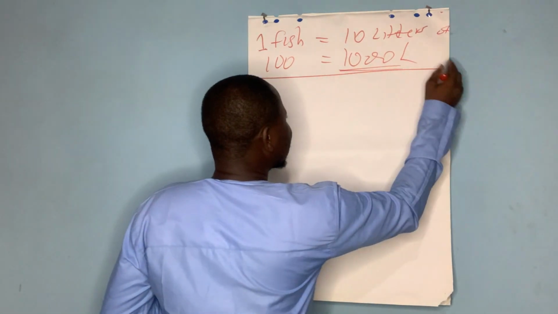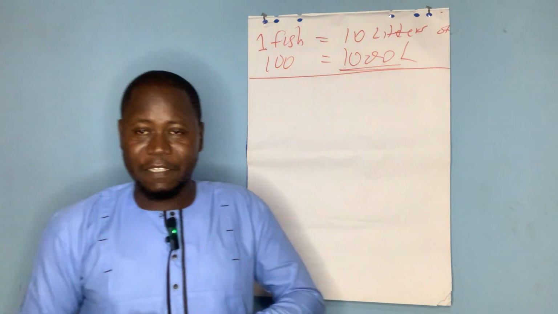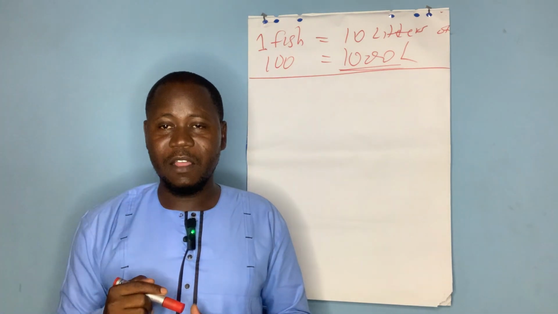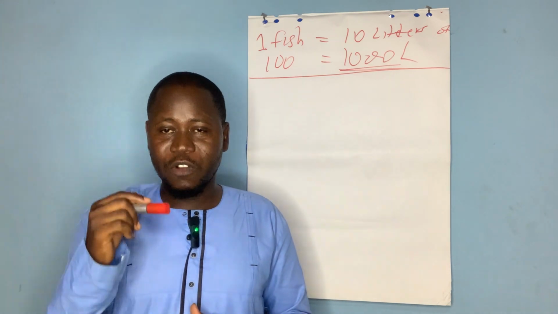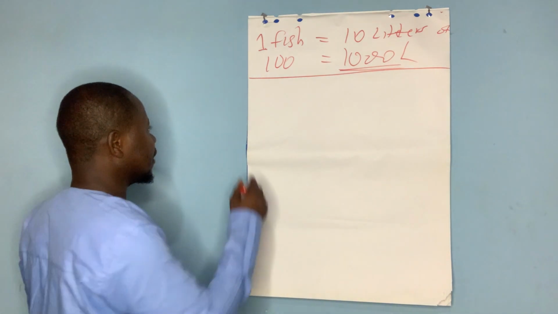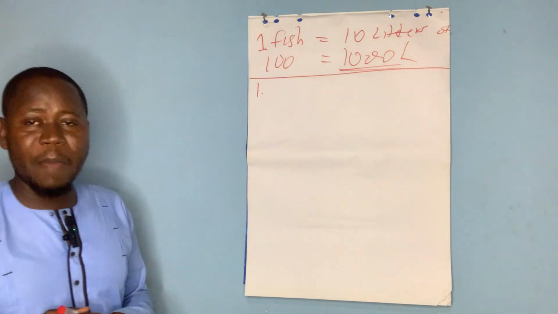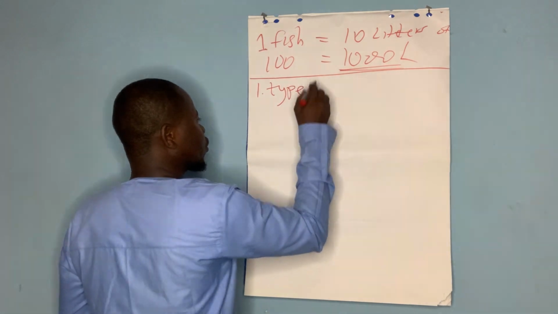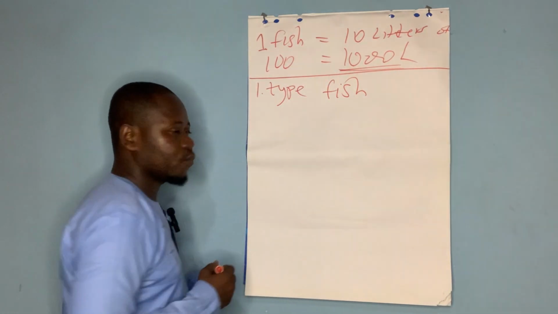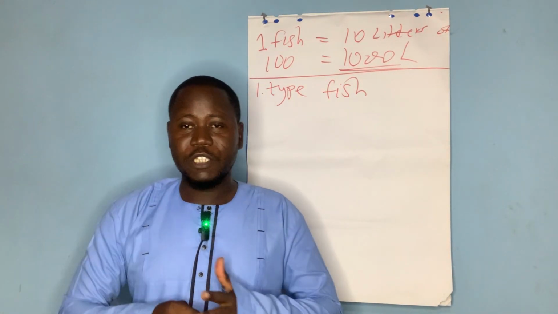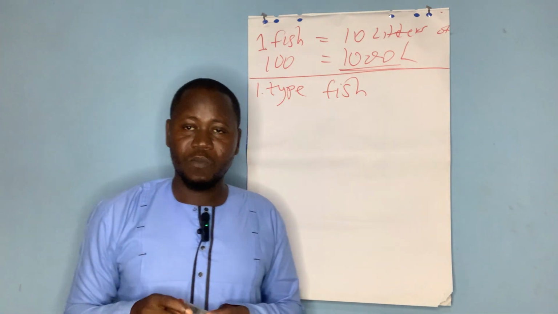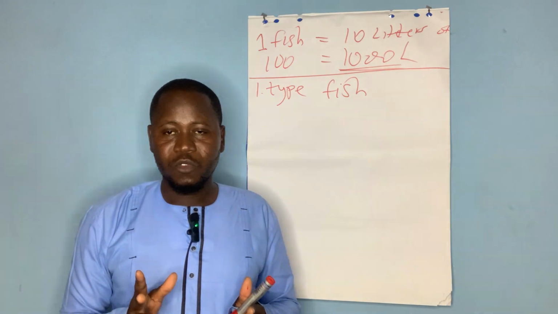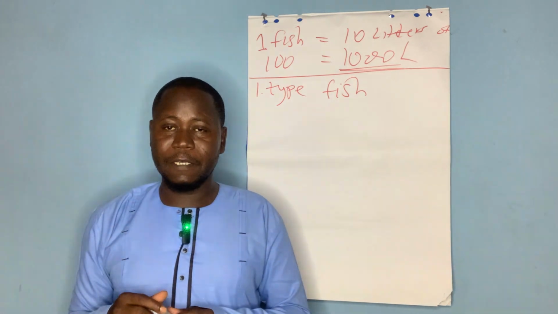Let's look at the factors affecting stocking density. There are factors that you need to consider when stocking, or when you're calculating the stocking density. First, we need to know the type of fish. Which type of fish do you intend to raise? Is it catfish or tilapia? Note, catfish and tilapia, oftentimes we just calculate them to be stocked in the same quantity.